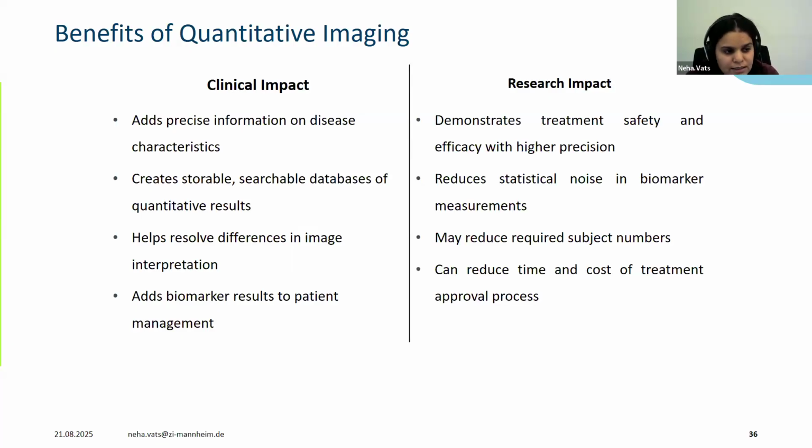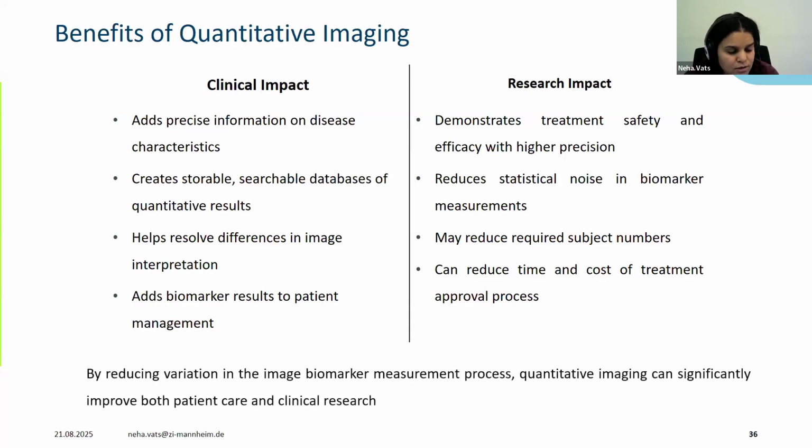In research, it demonstrates treatment safety and efficiency with higher precision. Quantitative imaging reduces statistical noise in biomarker measurements. It can reduce required subject numbers, and it can reduce time and cost of treatment approval processes. So, by reducing variation in the image biomarker measurement process, quantitative imaging can significantly improve both patient care and clinical research as well.